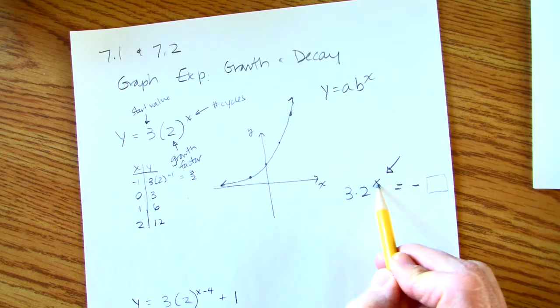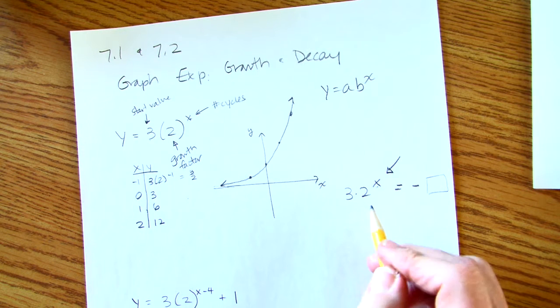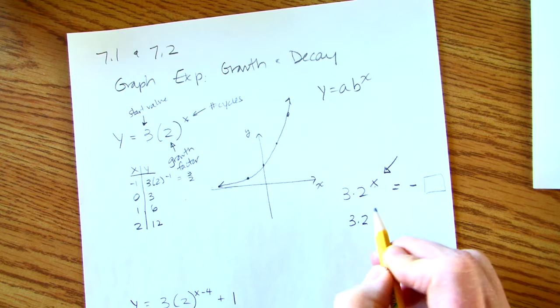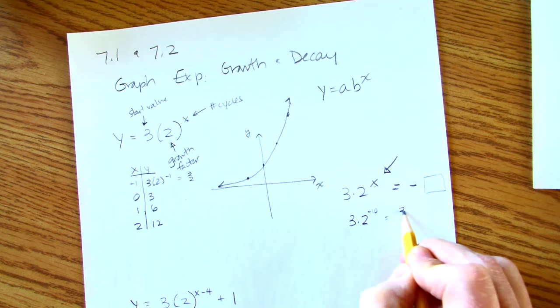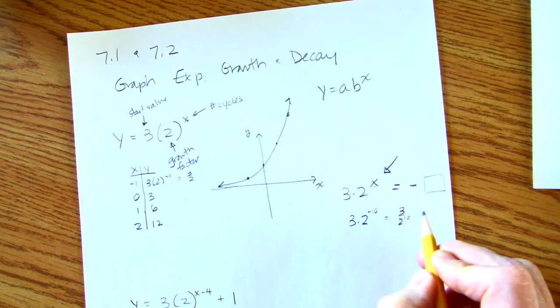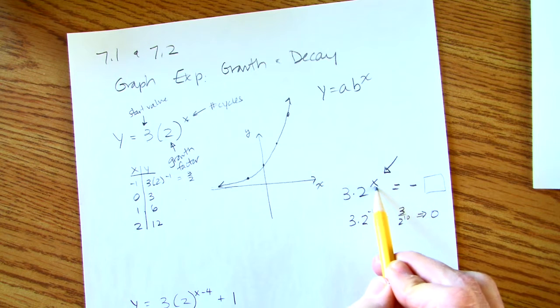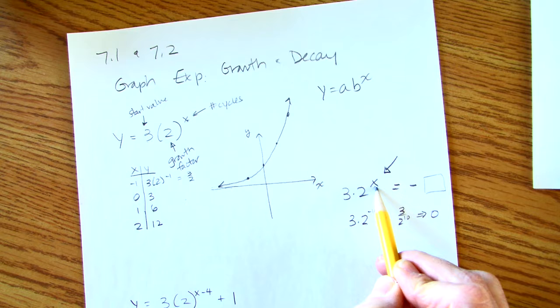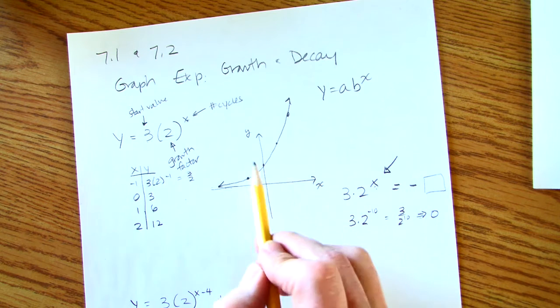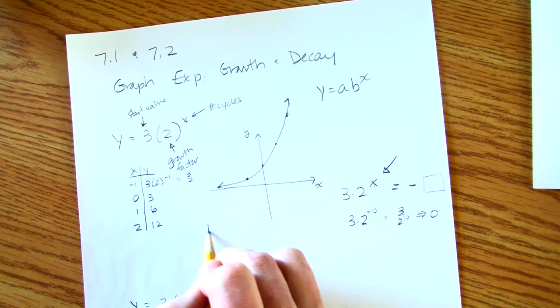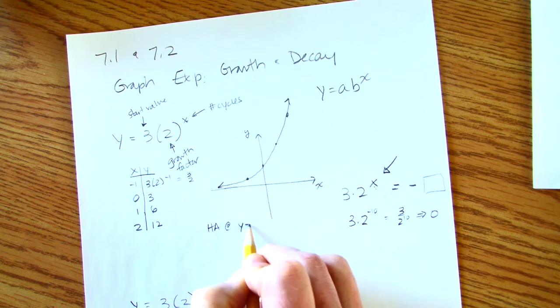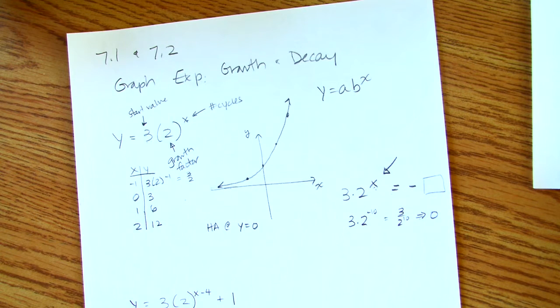Because even if this number is a really big negative number, remember, if I have 3 times 2 to the -10th, that's just 3 over 2 to the 10th, which we know is a really small number. So what happens as x gets smaller and smaller and smaller? The value of my function goes to 0. So I do have a horizontal asymptote here at y equals 0.